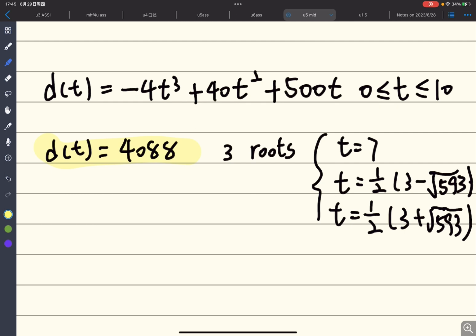Then we can get three roots, but the value of t is limited, so we can only choose t equals 7. So the plane takes 7 hours to fly 4,088 kilometers. This means that according to the model given by the equation, the plane will have traveled a distance of 4,088 kilometers 7 hours after it started its journey.